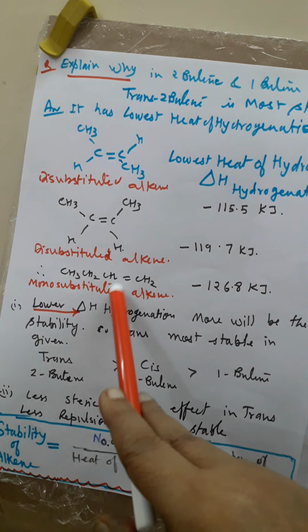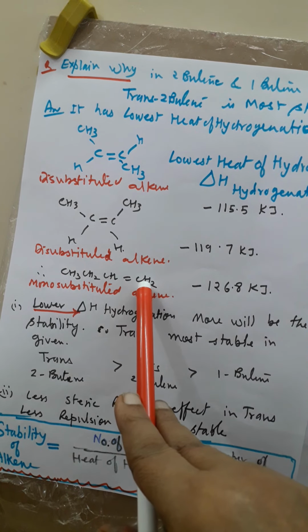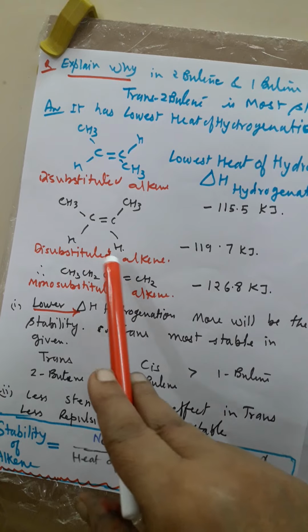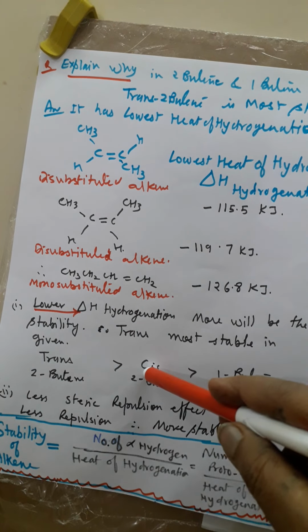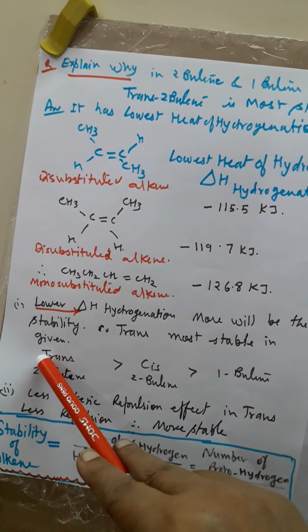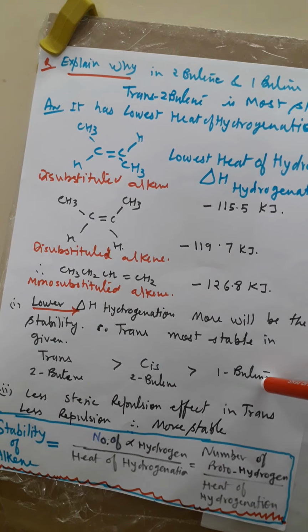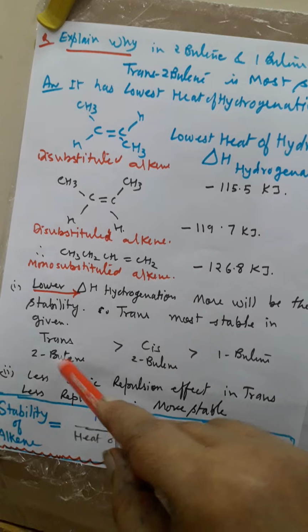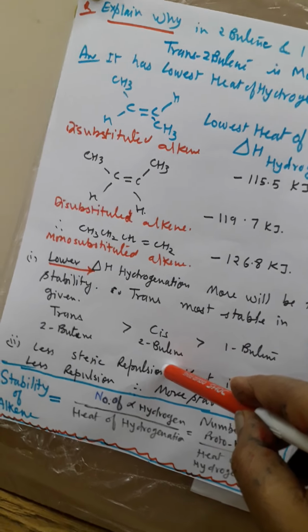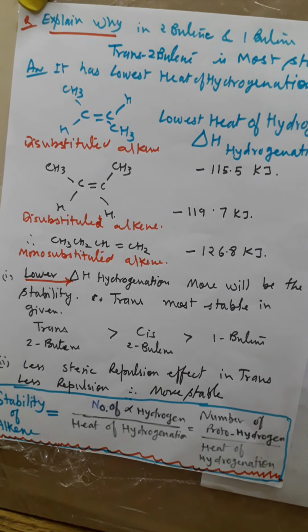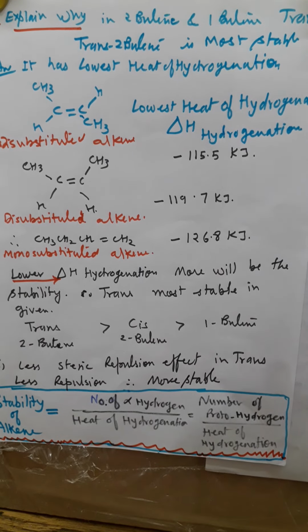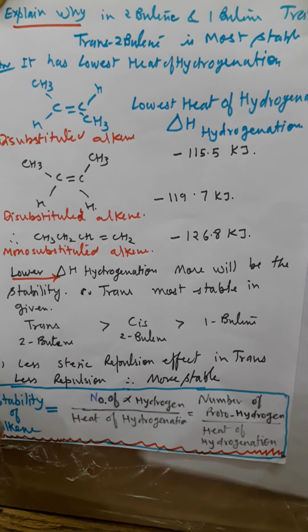And secondly, the second reason is that 1-butene is less substituted, it is monosubstituted, and the other two are disubstituted. That is why 2-butenes are more stable than 1-butene, but trans-2-butene is more stable than cis-2-butene, because of steric hindrance is the reason behind it. Okay, now we'll go for the other question.